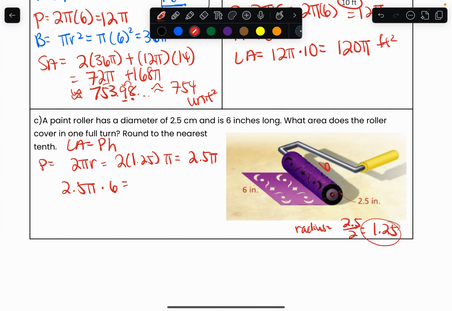Now, if I go ahead and do this in the calculator, I do 2.5 pi and multiply by 6. This answer rounded to the nearest 10th place will be 47.1, and it's going to be inches squared.